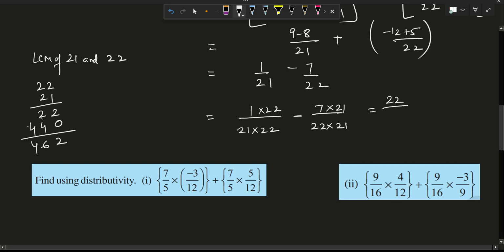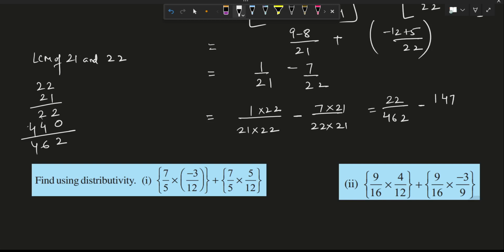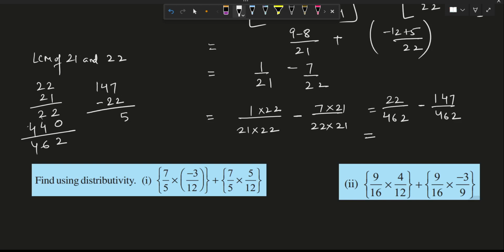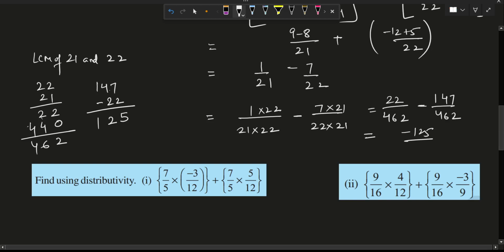So it's 22 by 462 minus, what is 7 into 21? 147 by 462. So when you simplify, you need to subtract 147 minus 22. So what you'll get? 5, 2, 1. As the bigger sign goes to this number, so minus, bigger number is 147, so the sign of that over 462. We cannot cancel them because they do not have any common factor. So that's the answer for the question. I hope this is clear.